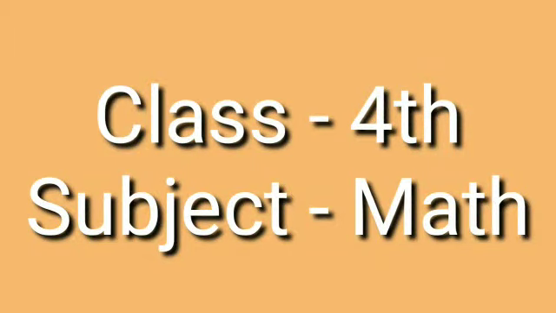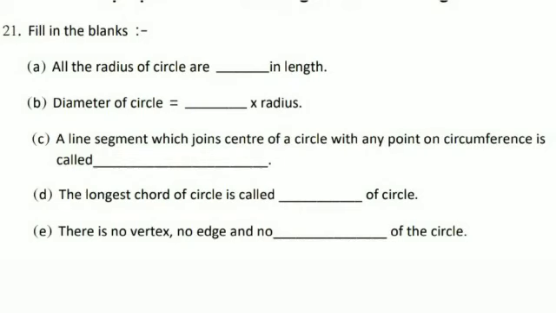Good morning, dear students. Today we will solve question number 21 and 22 of practice sheet 4. Let's start. Question number 21 is fill in the blanks. First blank is all the radii of circle are dash in length.